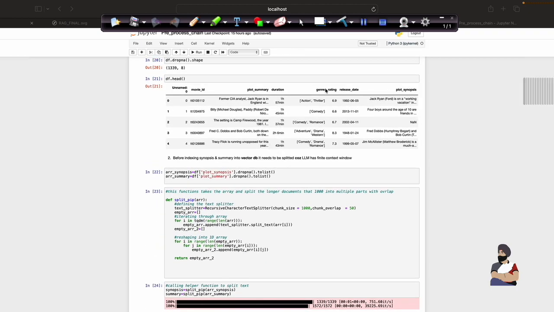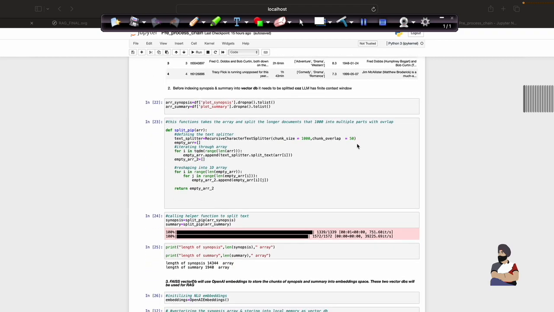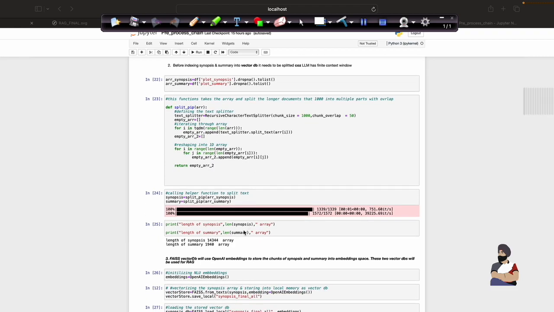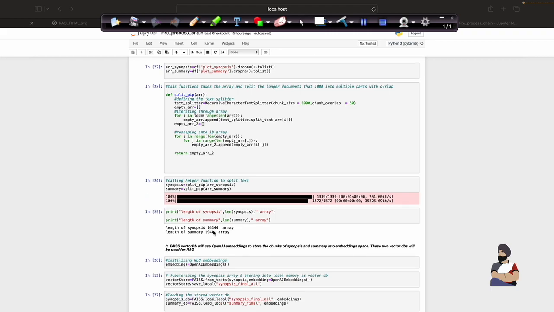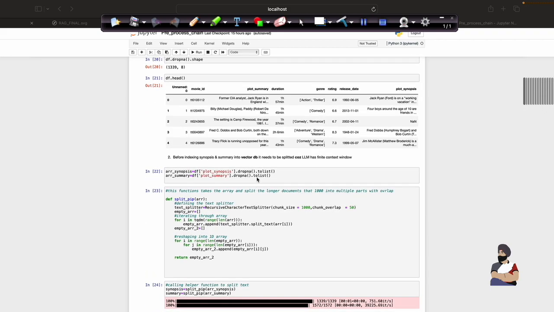Then these synopses are too long, almost 10,000 or 8,000 tokens. So I'm going to split the synopsis into chunks of a thousand tokens each, until there are 14,033 documents in the synopsis array. Similarly, there are 1,940 in the summary array, because summaries are normally shorter.